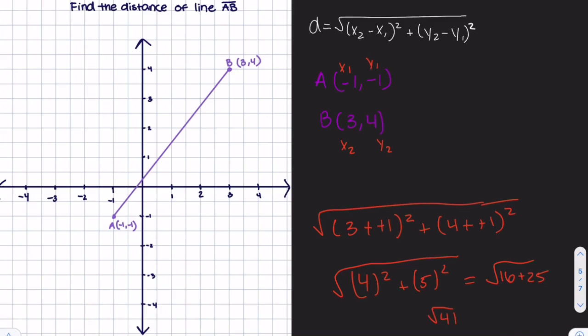So sometimes if you can simplify, you would simplify. In this case, we're not going to simplify because you can't really simplify the square root of 41. It's not divisible by any perfect square. So the distance of line AB equals the square root of 41. And there's your distance.